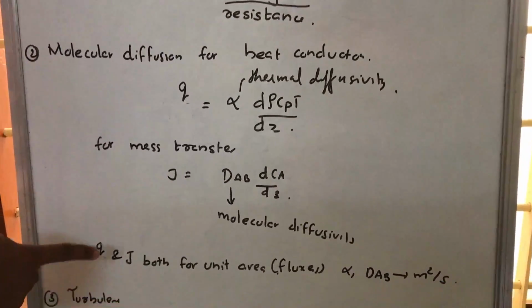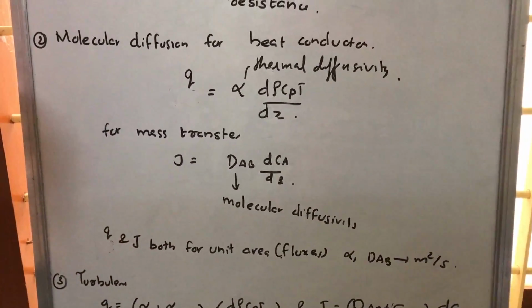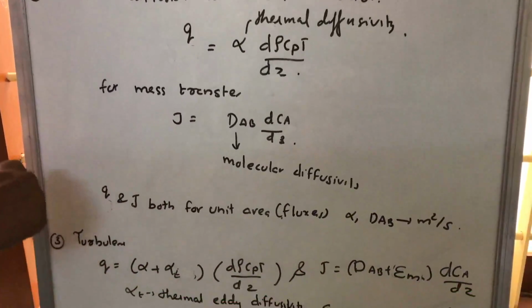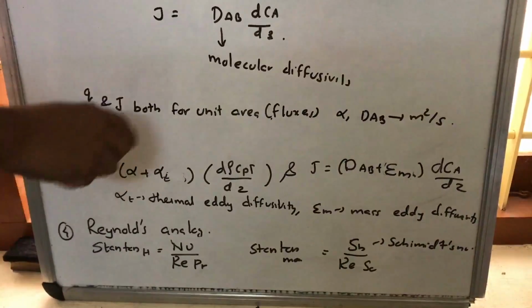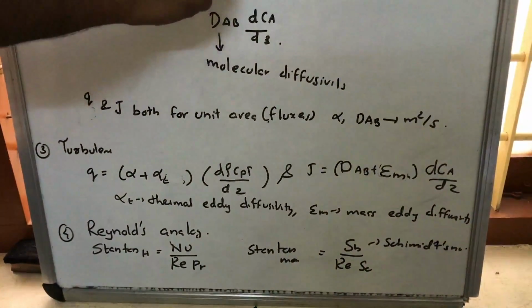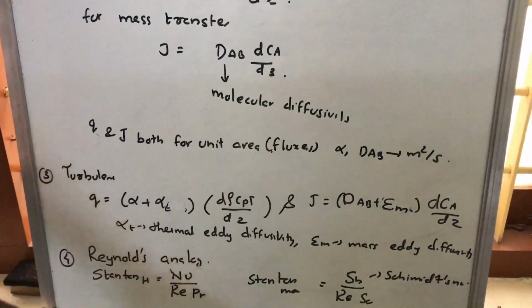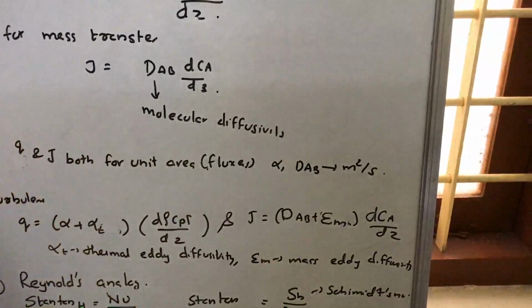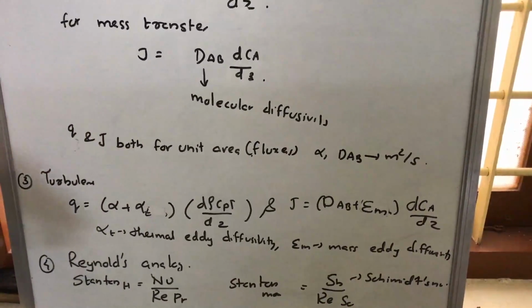Now this q and J both are fluxes, that is, both are considered per unit time per unit area. So both are fluxes. Now if we are considering turbulent flow, then with the alpha there will be a term alpha_t. So that alpha_t is the thermal eddy diffusivity. Similarly, here with the D_AB there will be a term epsilon_m, that is the mass eddy diffusivity. So again that is another analogy.